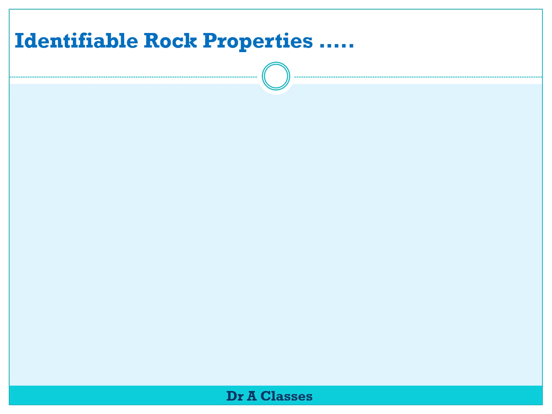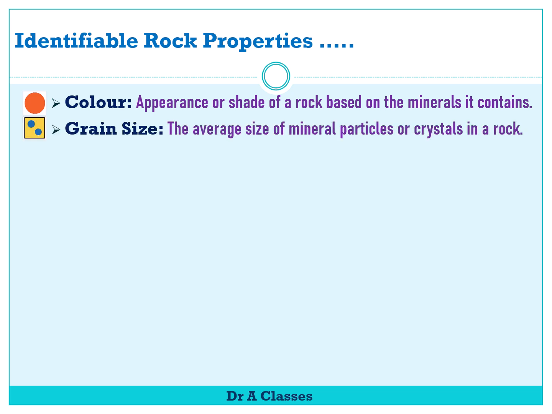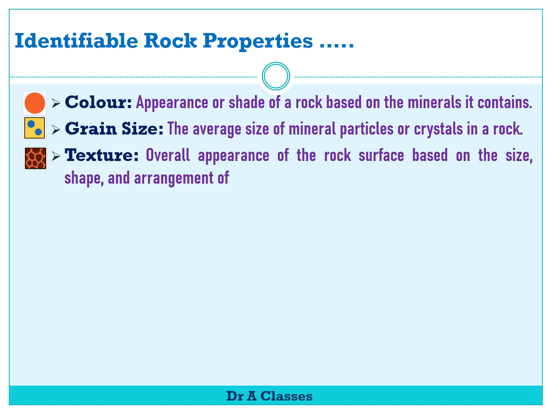Identifiable rock properties. Rocks can be identified based on certain properties which help classify them into igneous, sedimentary, and metamorphic types. Their ability to resist weathering and their density also play a key role in determining their formation and durability. The properties are: color, the appearance or shade of a rock based on minerals it contains; grain size, the average size of mineral particles or crystals in a rock; texture, the overall appearance of the rock surface based on size, shape and arrangement of grains or crystals; fabric.